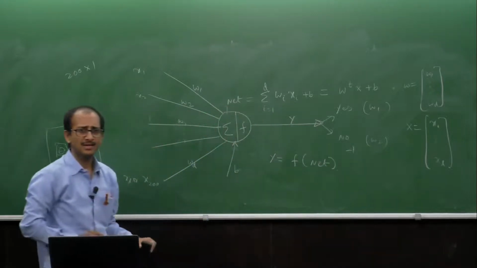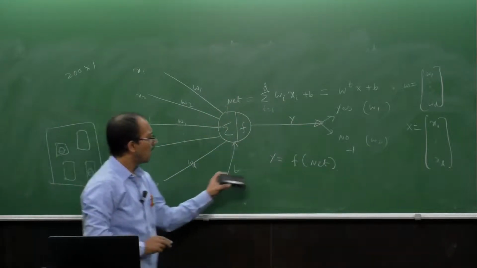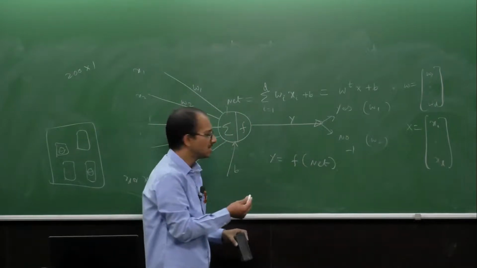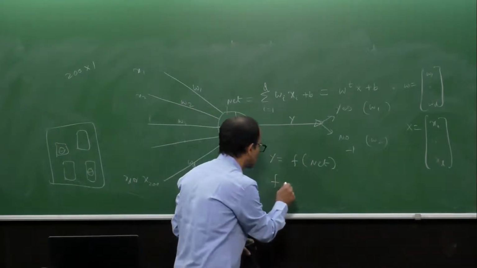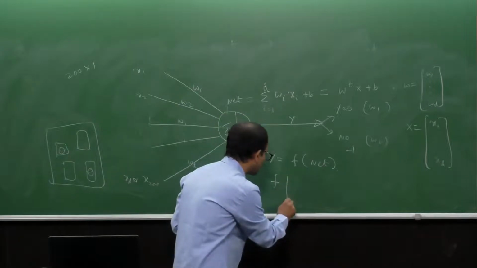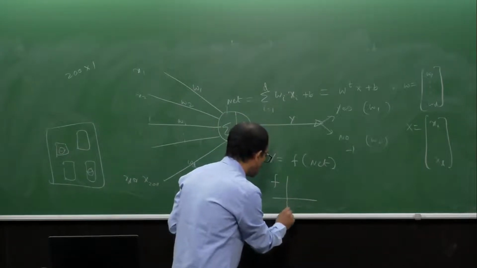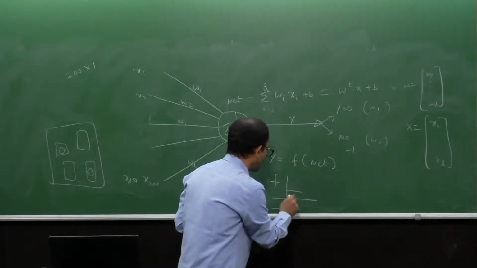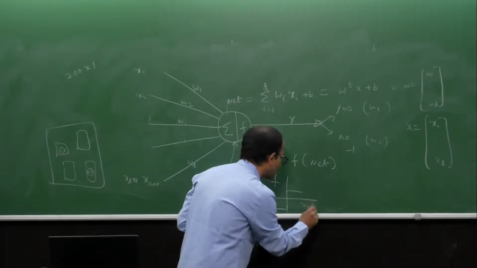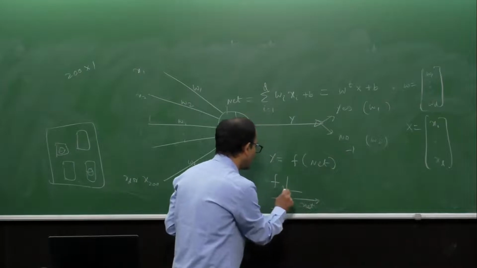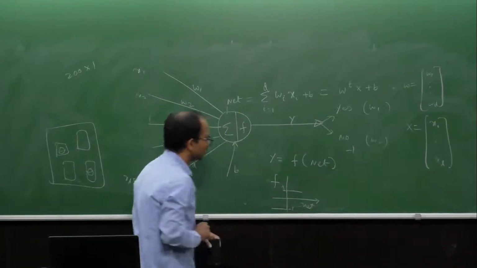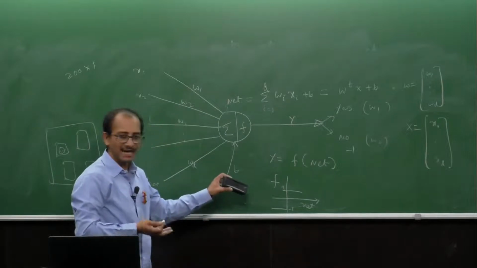Is this fine? Now what is this activation function? As I mentioned, it is a nonlinear function. So if I consider f as a threshold activation function, how do I describe it? It is something like this. If the net value is positive, it is 1. If the net value is negative, it is minus 1. That's all. I can define it in any way.